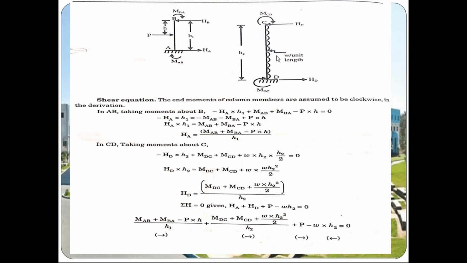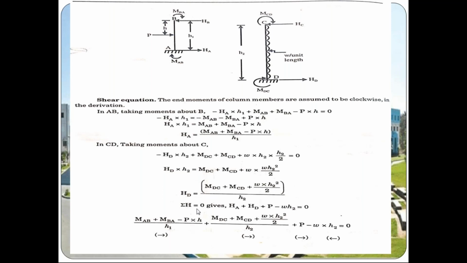The UDL value is W, so W into H2 by 2. So minus HD into H2 plus MDC plus MCD plus W into H2 by 2 is equal to 0. On solving this we get HD is equal to MDC plus MCD plus WH2 square by 2, the whole thing divided by H2. So we get two equations, for HA and HD.